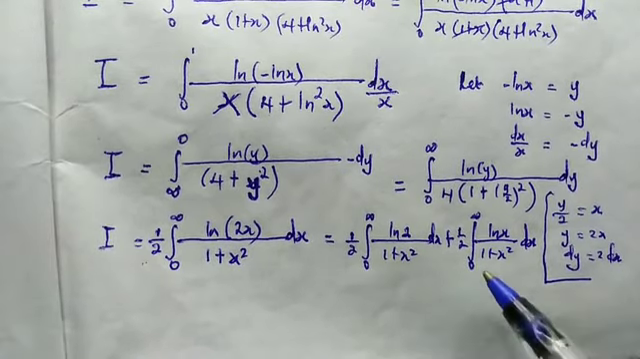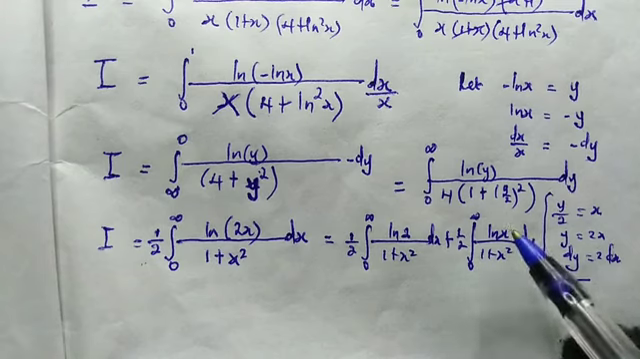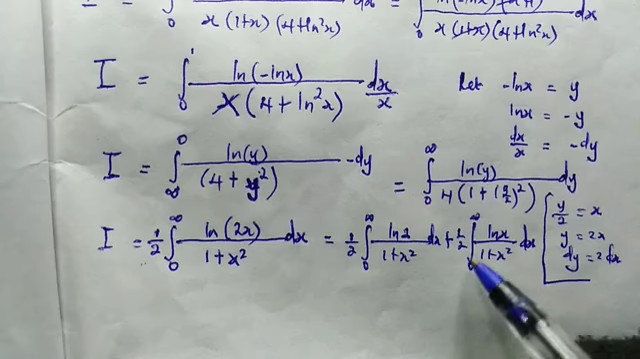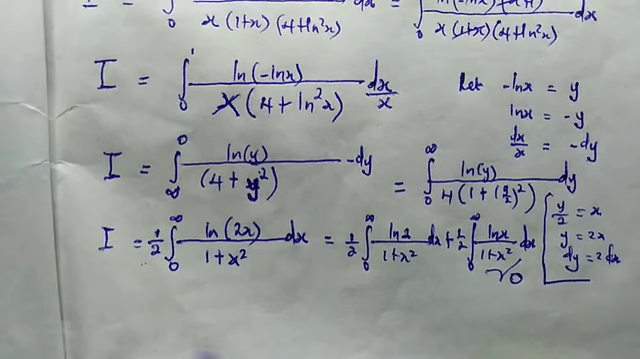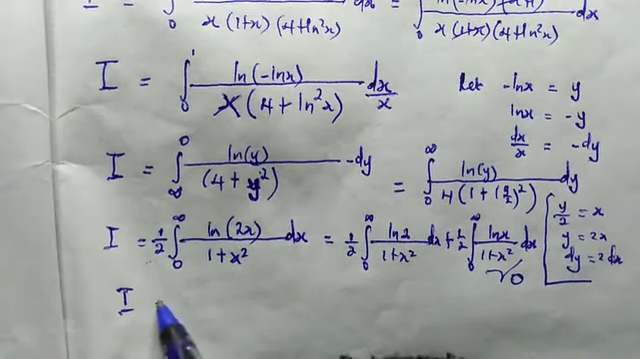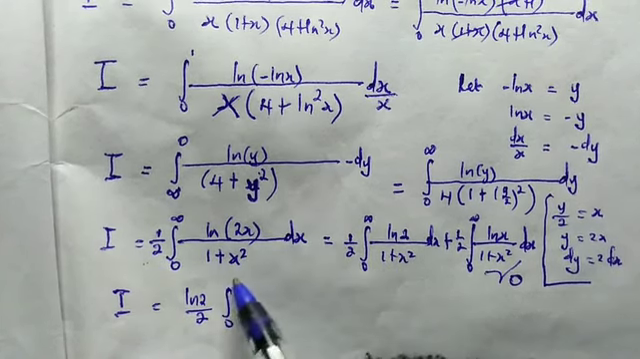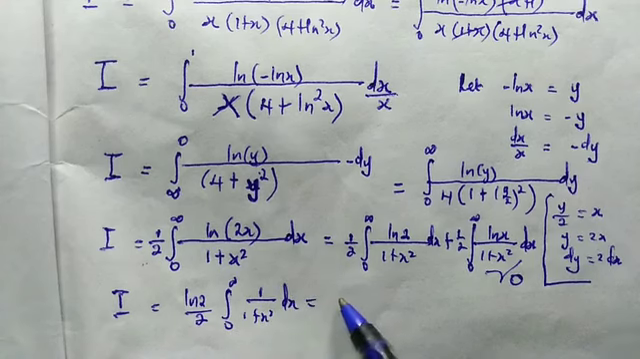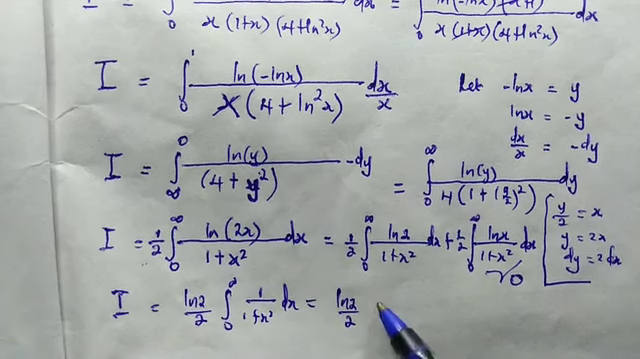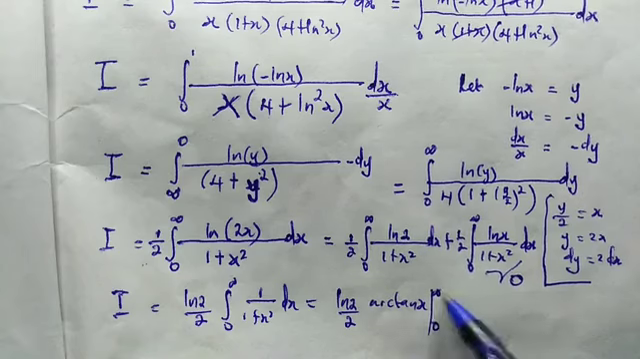Okay, now if you check the video we posted here, I think 2 days ago, 3 days ago, we proved that the integral from 0 to infinity of the natural log of x over 1 plus x squared dx is equal to 0, right? So here we have I is just equal to the natural log of 2 over 2, then the integral from 0 to infinity of 1 over 1 plus x squared dx, and from here we have the natural log of 2 over 2, then we have the arctan of x from 0 to infinity.